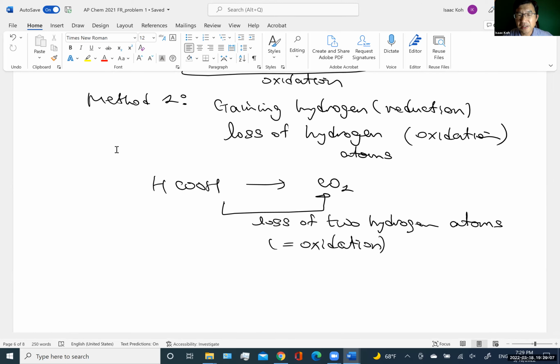A more simplified approach for this one is recognizing gaining of hydrogen. Hydrogen is the least electronegative among all the non-metal elements. So gaining of hydrogen is reduction and loss of hydrogen atoms is oxidation.